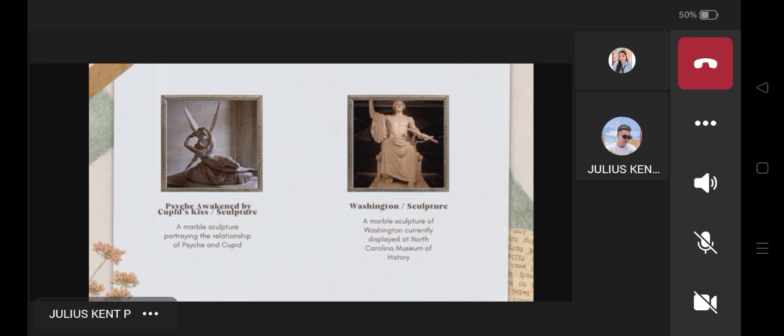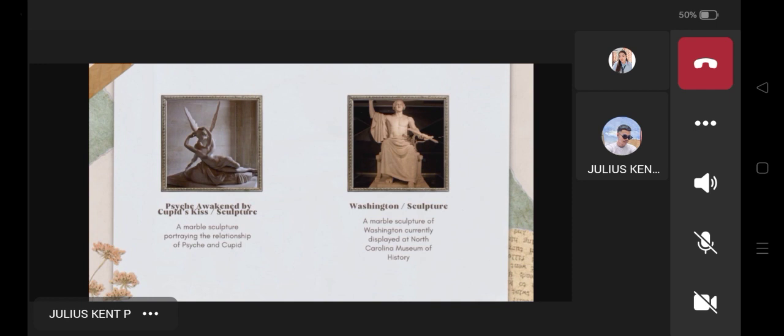Yung pangalawang ginawa niya yung Washington. Sculpture din siya. A marble sculpture of Washington currently displayed at North Carolina Museum of History. Yung ginamit din dyan, marble, tapos na-create siya 1820.